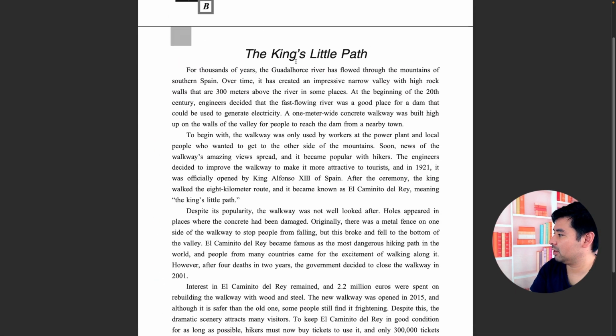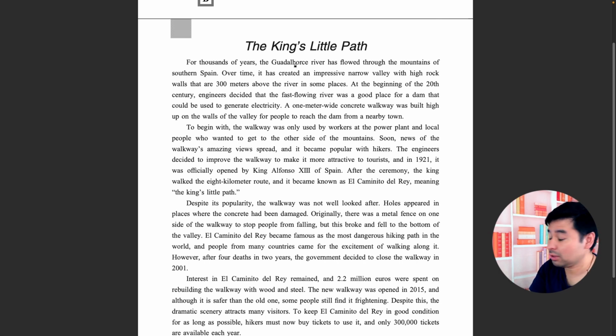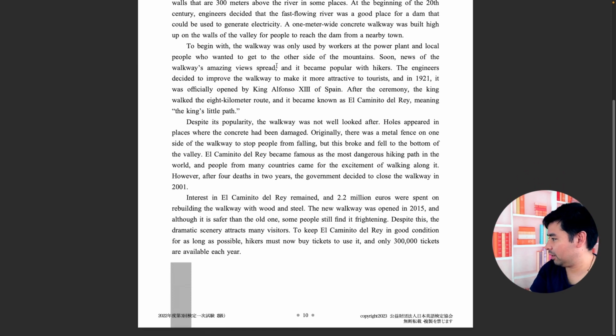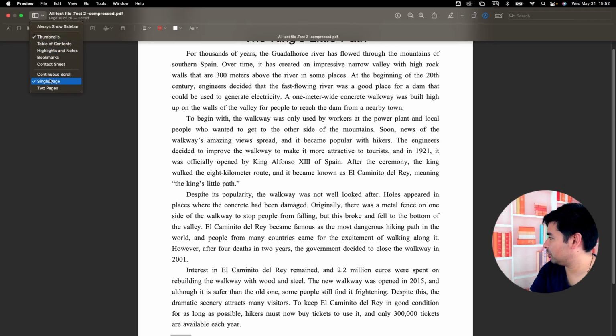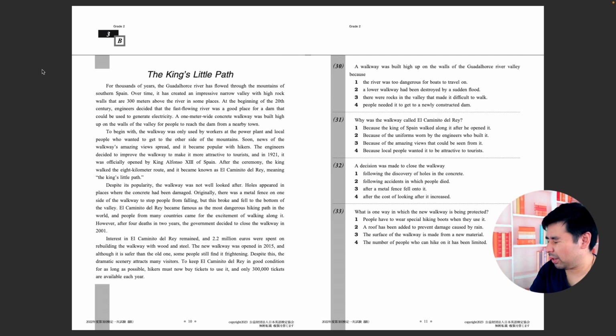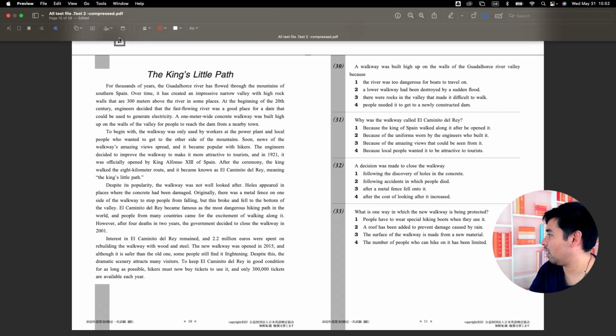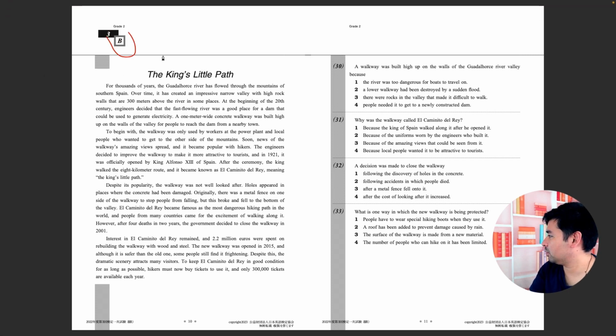Let's get out here. So here on part B we have this long text, The King's Little Path, right? Here, and then let me make it into 2 pages. Okay, and then we have the questions, as you can see here on the top. So this is part B. Teacher, how do I know this is part B? Here it's written part B. So what you have to do here, you read the text, you read the questions, and then you answer the questions. Okay, again, no big secret about this part.